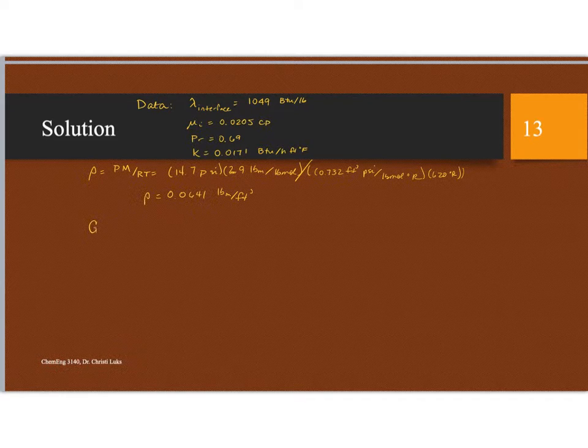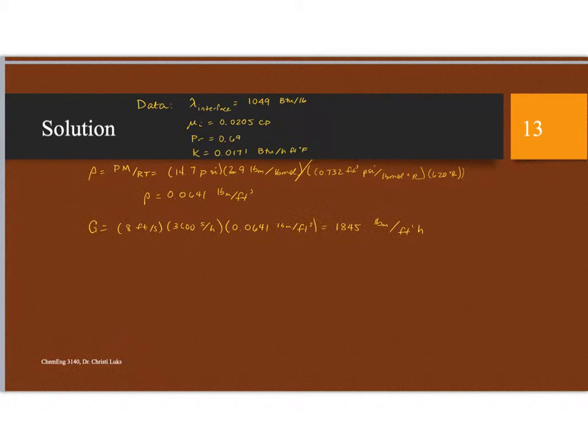Now we need the gas flow flux. So we're going to start with our velocity, which is 8 feet per second, and 3,600 seconds in an hour gets me on a per hour basis. Then multiply this by my density, and I get 1,845 pounds mass per square foot per hour.